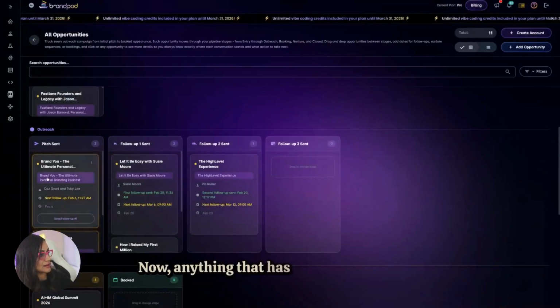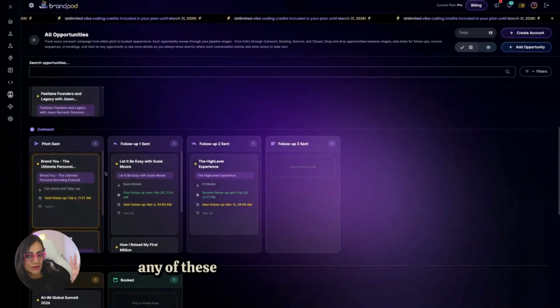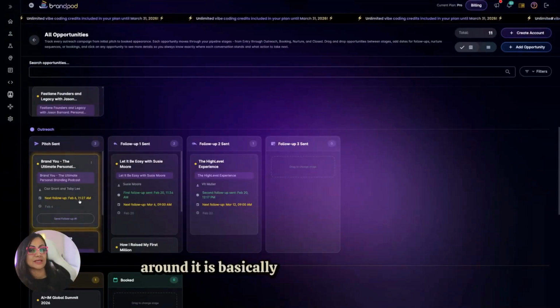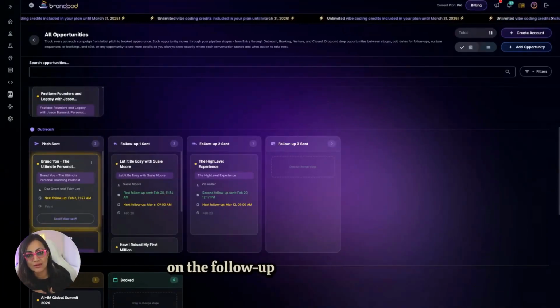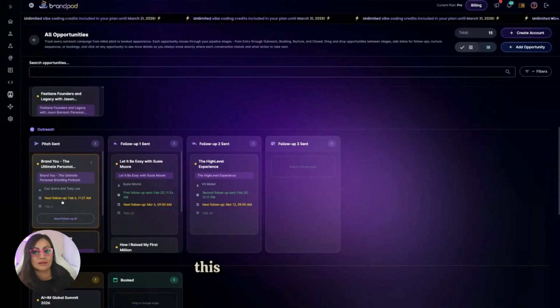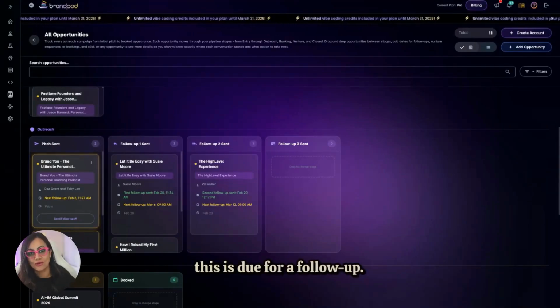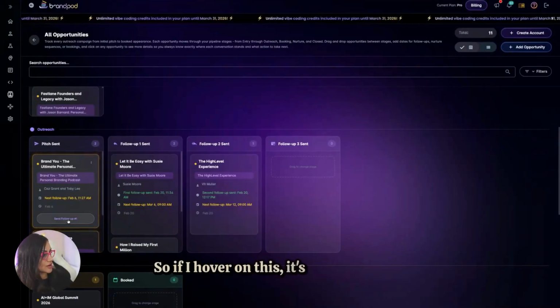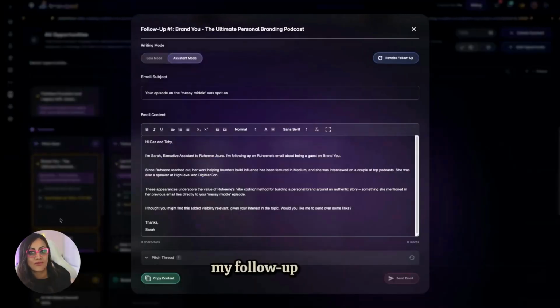Now, any of these opportunities that have a glow around it is basically telling me that, based on the follow-up window that I set, this is due for a follow-up. So if I hover on this, it's going to create my follow-up for me.